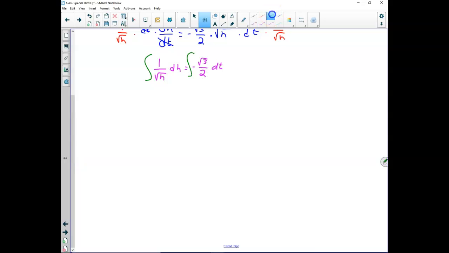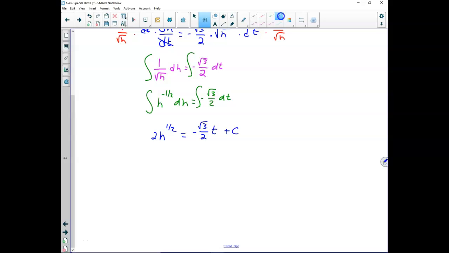But before I integrate, I probably want to see this as h to the negative 1/2 dh equaling negative square root of 3 over 2 dt. Well, as I integrate that, what do I get? Well, I get the antiderivative of h: it's going to add a half, and I need a positive 1, so I'm going to need a 2 there, right? And then that's going to equal negative square root of 3 over 2 times t plus my constant of integration.